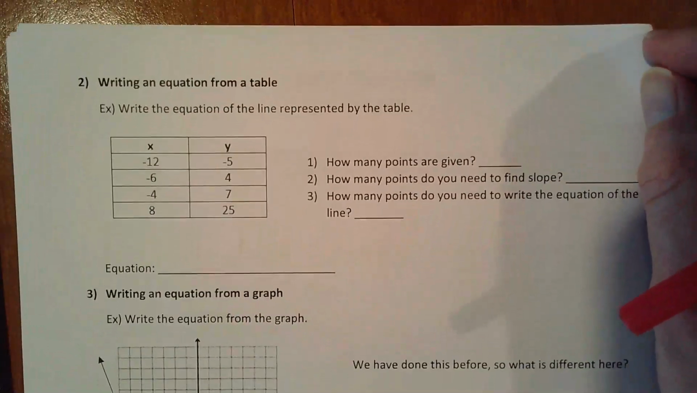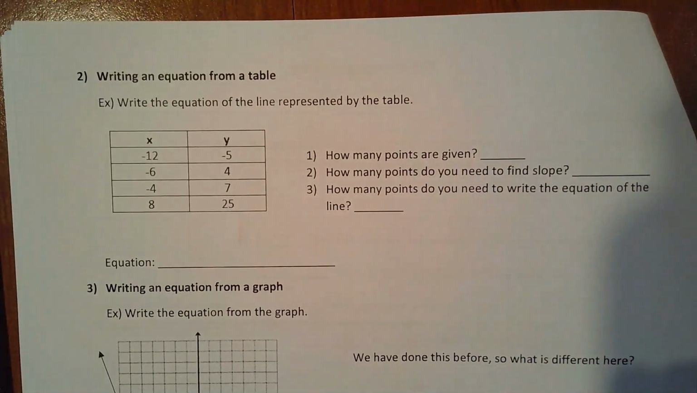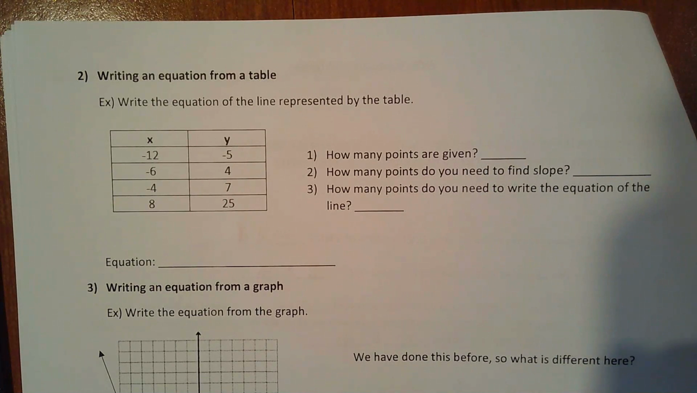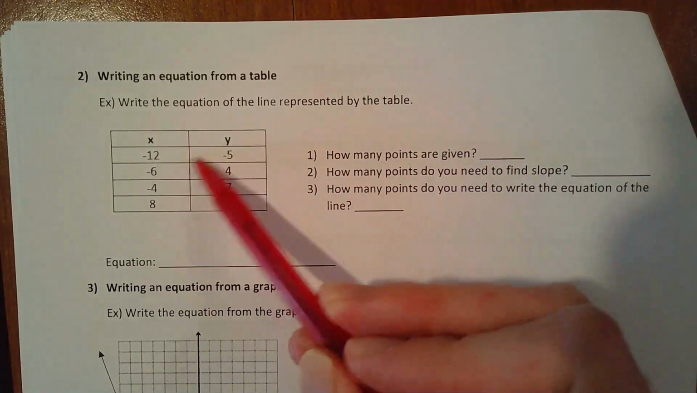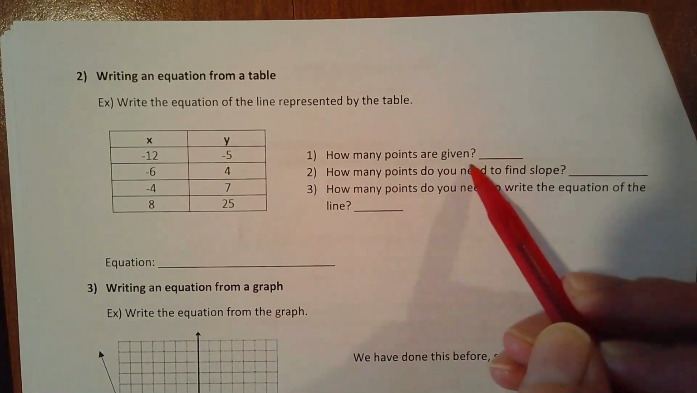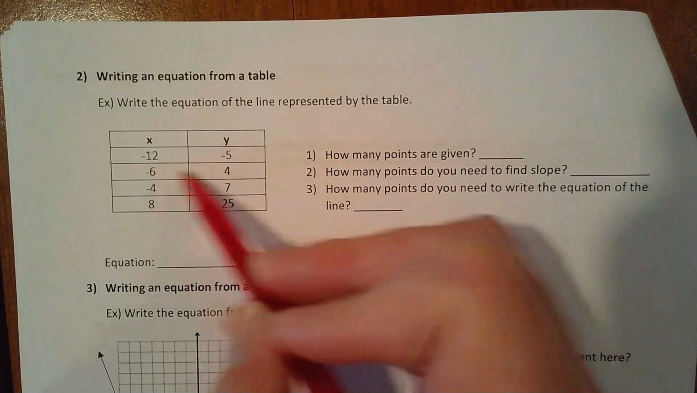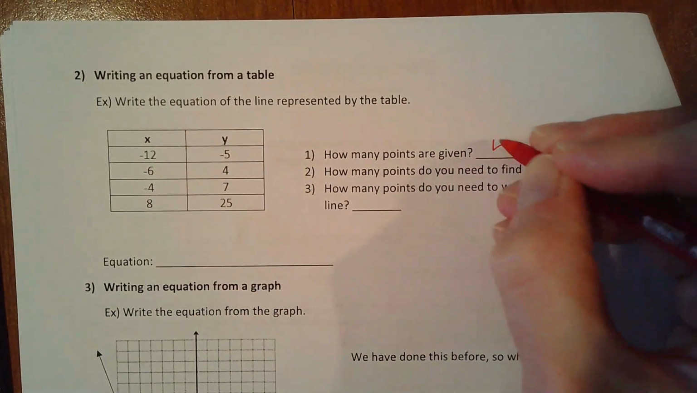Now what if, instead of giving you points, two points, I give you a table? Some of you are probably thinking, well, how is that any different? All you did was you gave me more information, because now here's several points. In fact, how many points are given? 1, 2, 3, 4. There's 4 points being given here.